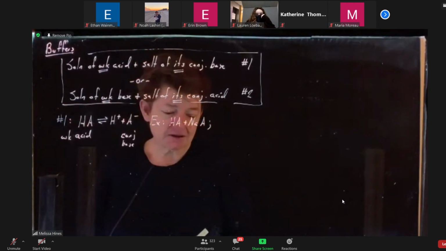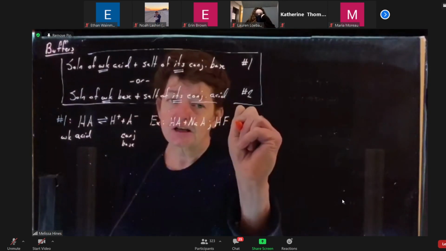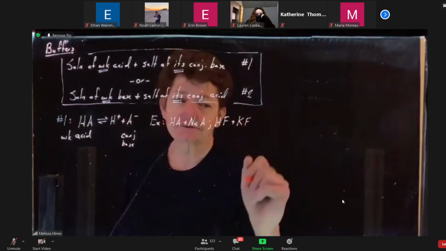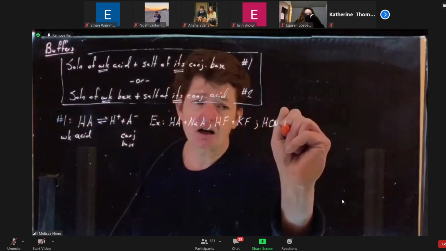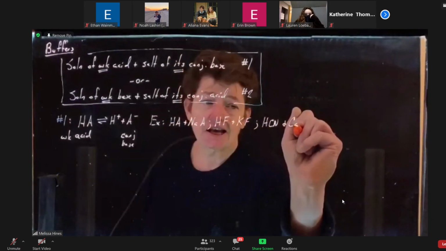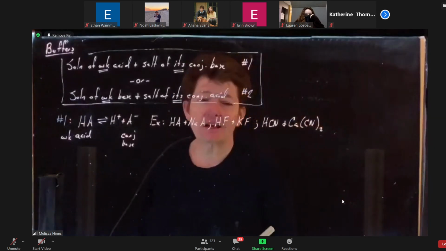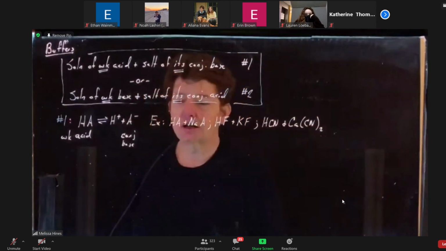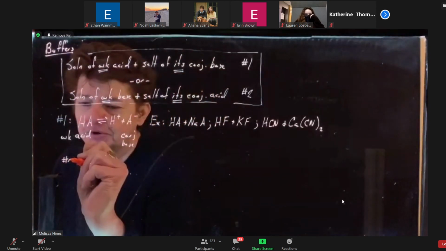So that's one possibility. Or you could take, for example, HF, and you could mix that with potassium fluoride, KF. Or you could take HCN, and you could mix that with calcium cyanide, like that. So in all of these cases, it's going to be a weak acid and the salt of its conjugate base. Okay, that's fine.